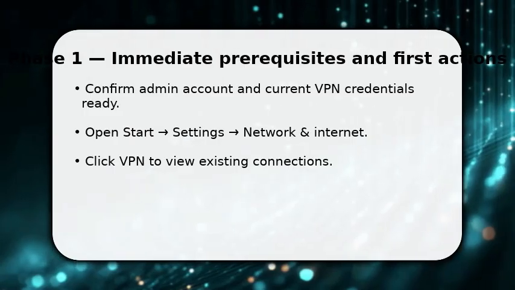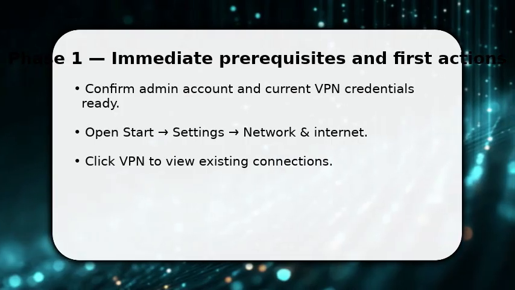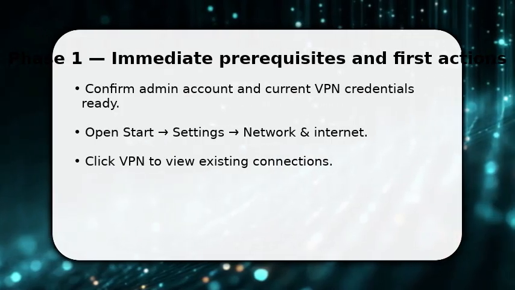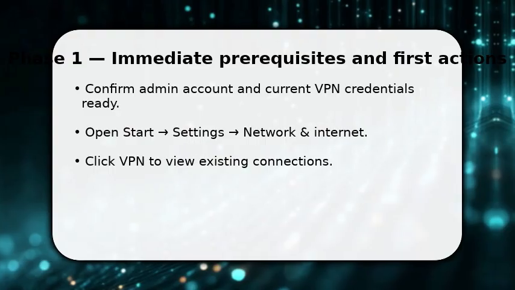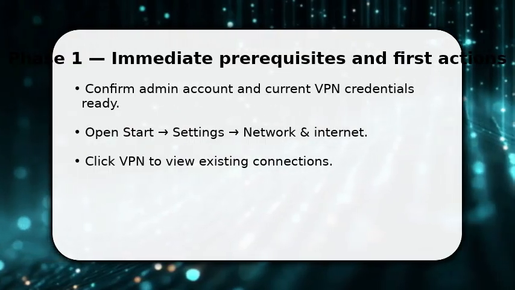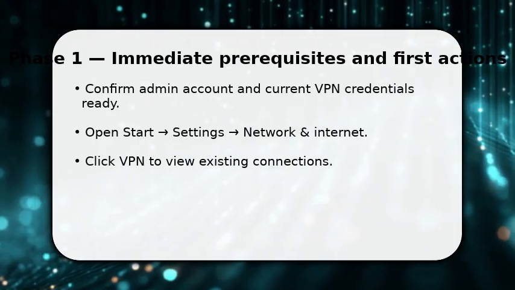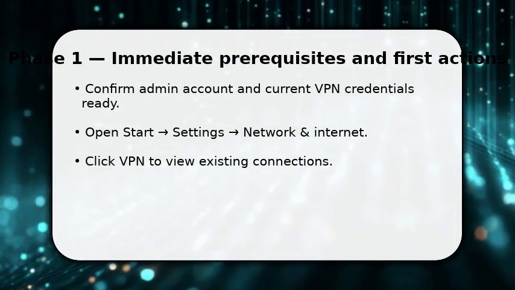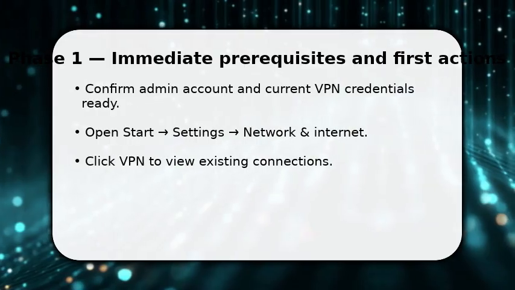You need admin rights and the new VPN details. Once ready, open Start and navigate to Settings, then Network and Internet. Click VPN immediately to avoid extra menus, because this is where Windows 11 lists adapters and profiles. Make sure to note the active connection name so you can replace or edit it.